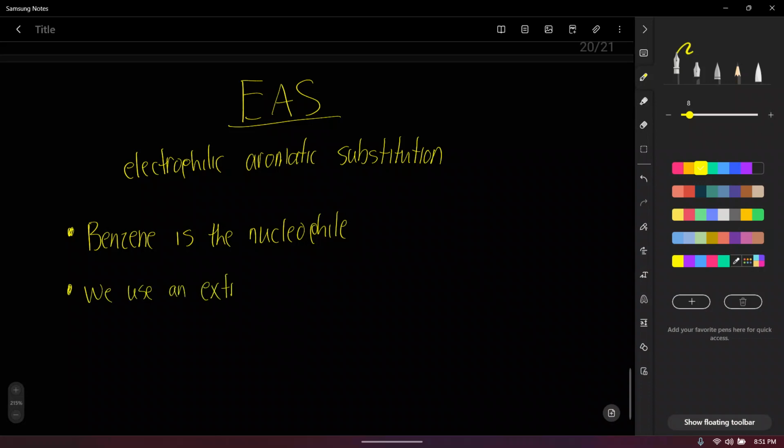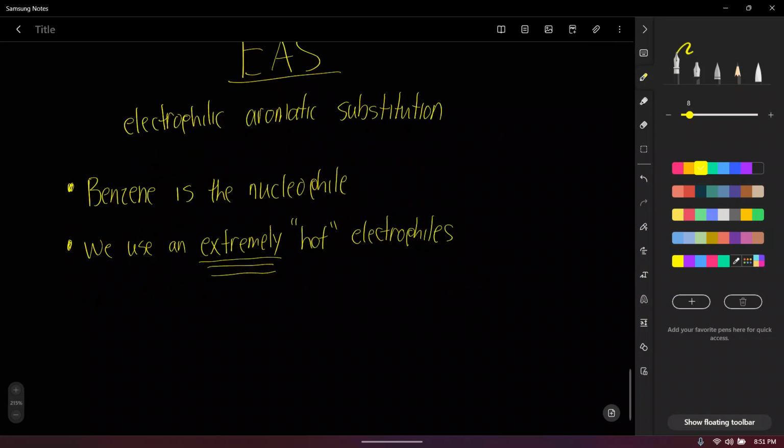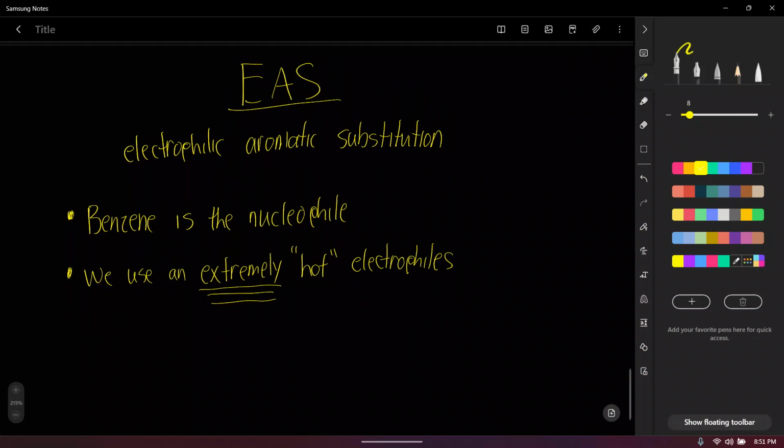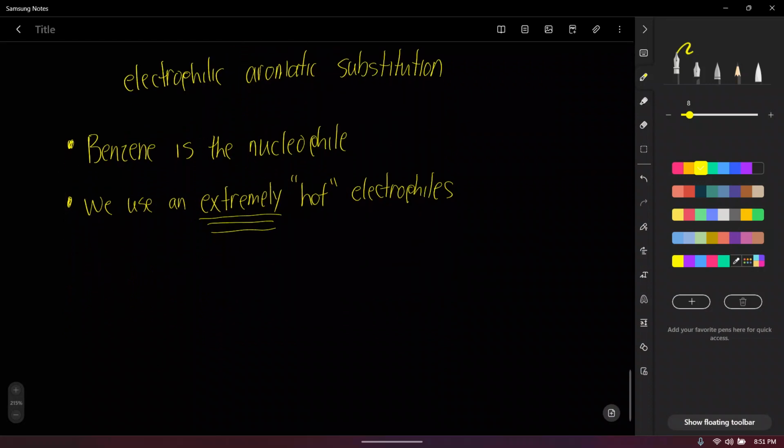an extremely hot, okay? And in organic chemistry, they use the term hot. It just means very, very good. So we use an extremely hot electrophile, okay? So the typical electrophiles that you guys are used to, something like HCl or HBr or HI, or like an alkyl halide, those are not going to be hot enough. You have to go all out if you're going to get something like benzene to react with it, okay? So we have to use extremely, extremely hot electrophiles.